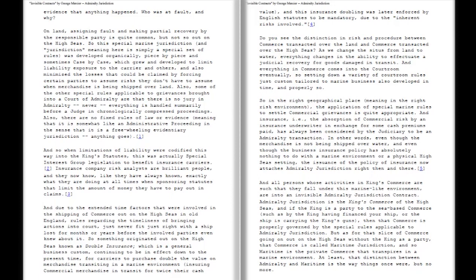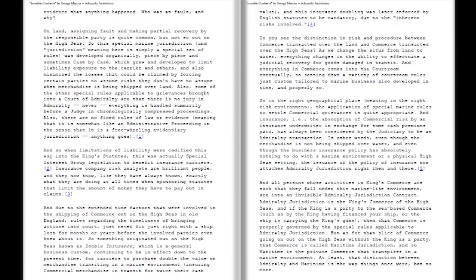And so when limitations of liability were codified this way into the King's statutes, this was actually special interest group legislation to benefit insurance carriers. 2. Insurance company risk analysts are brilliant people, and they now know, like they have always known, exactly what they are doing at all times when sponsoring statutes that limit the amount of money they have to pay out in claims.